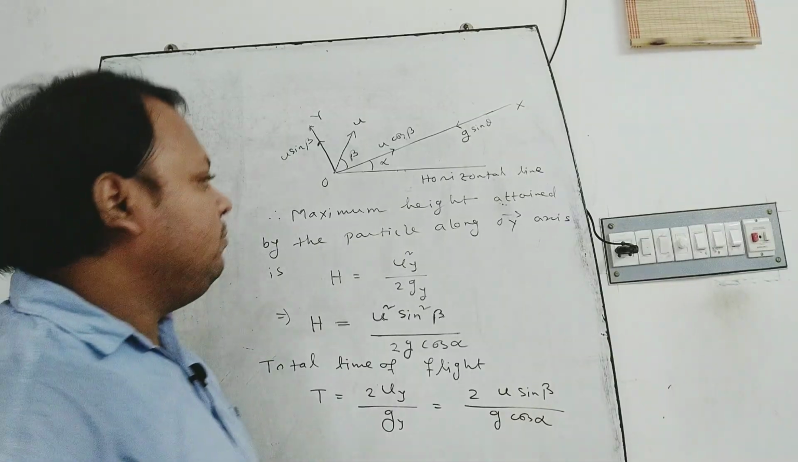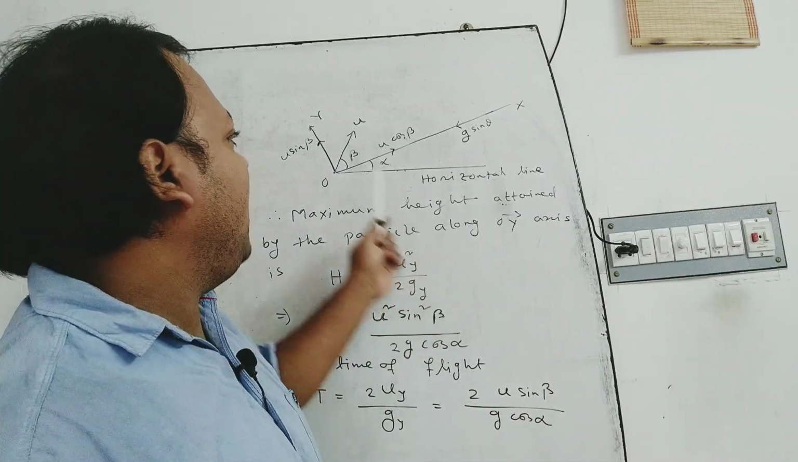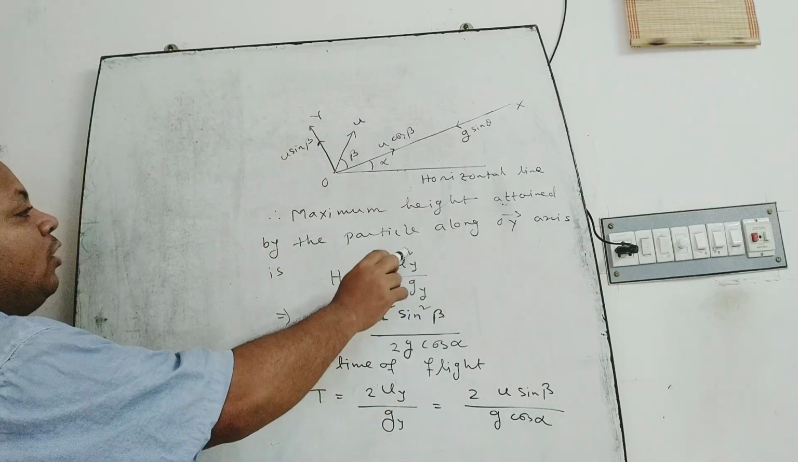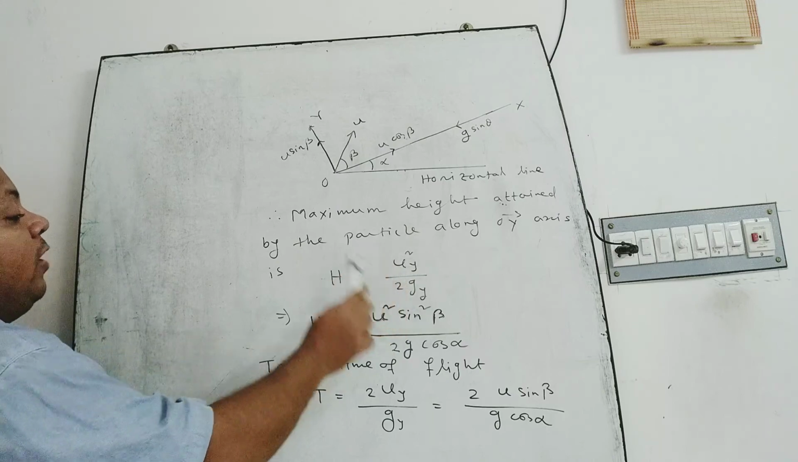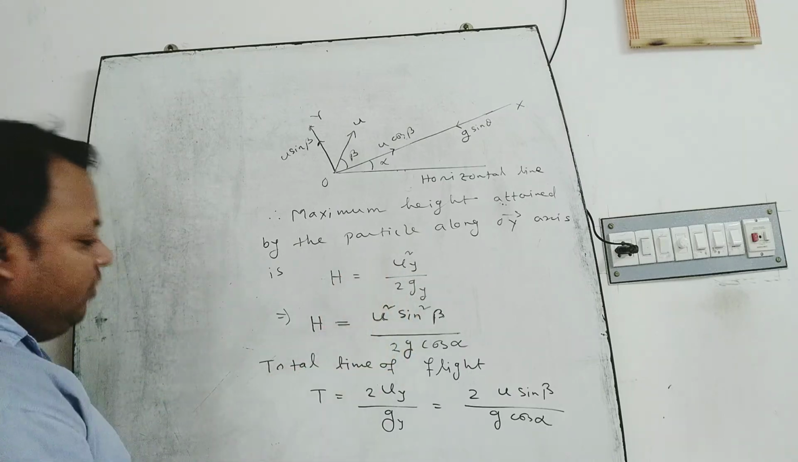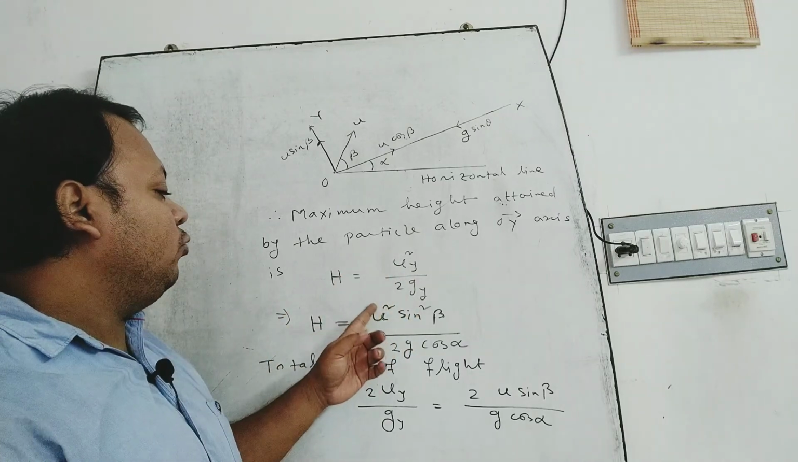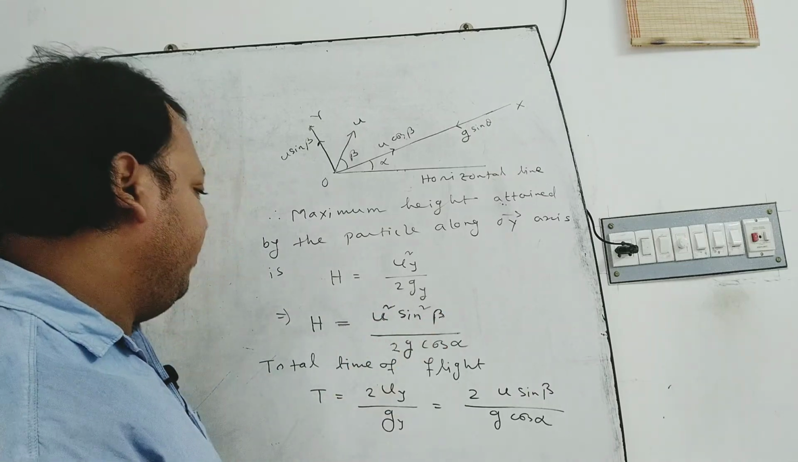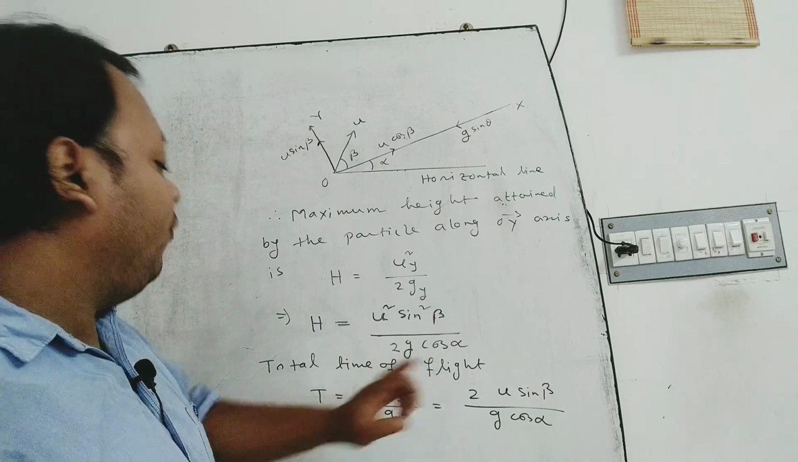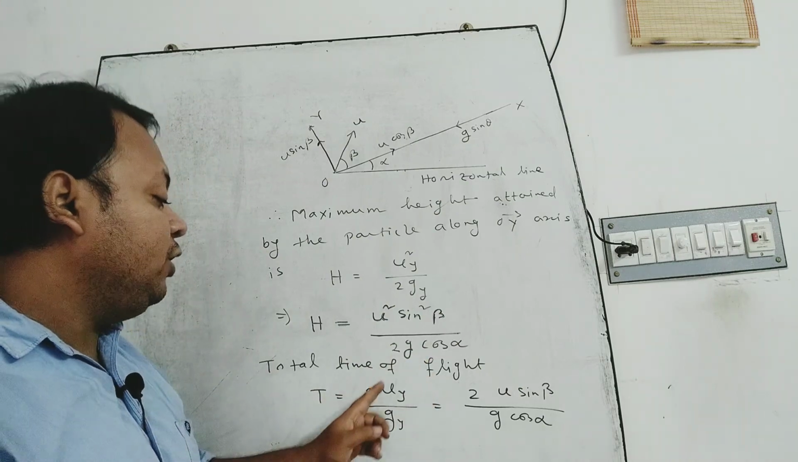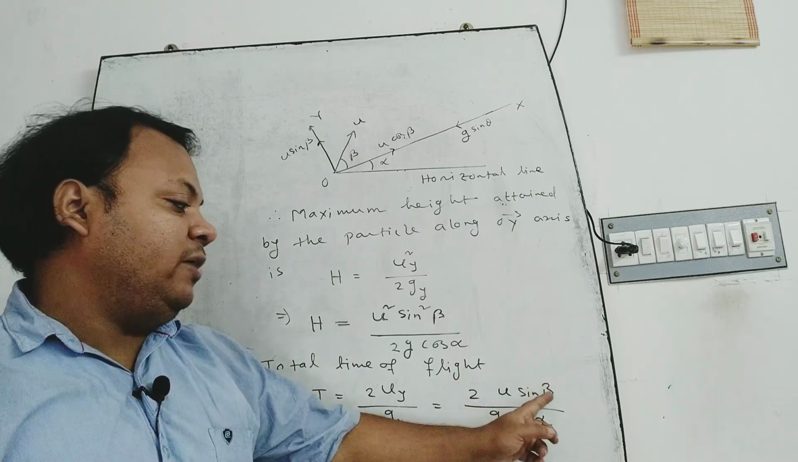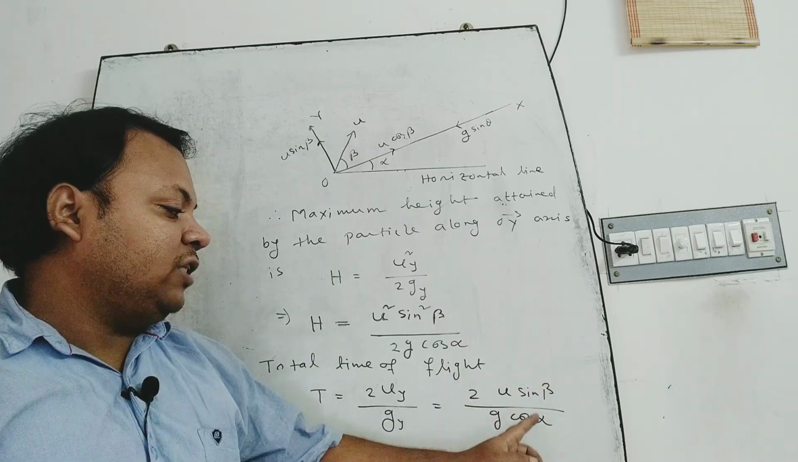Now the maximum height attained by the particle along the OY axis is capital H is equal to Uy square divided by 2Gy. This gives capital H is equal to u square sin square beta by 2g cos alpha. And the total time of flight capital T is equal to 2Uy by Gy. This is equal to 2u sin beta by g cos alpha.